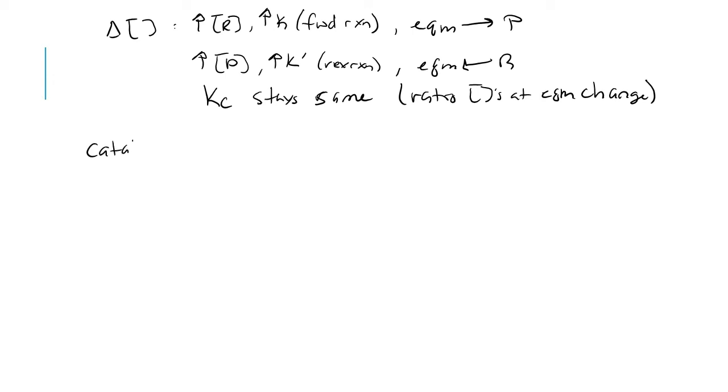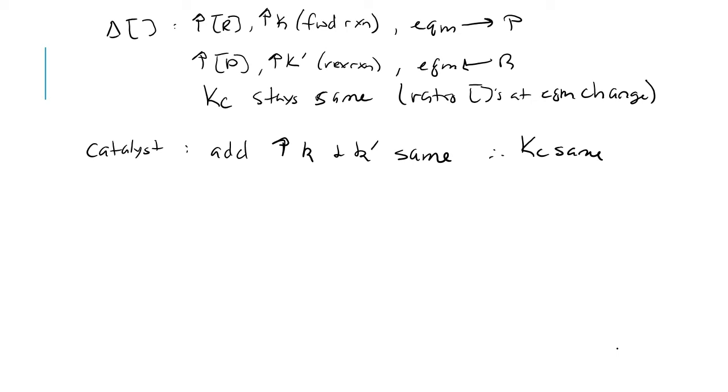Then we have a catalyst. So we know that when we add a catalyst, we're going to increase the rate for the forward and the rate for the reverse reaction the same. Therefore, Kc stays the same.